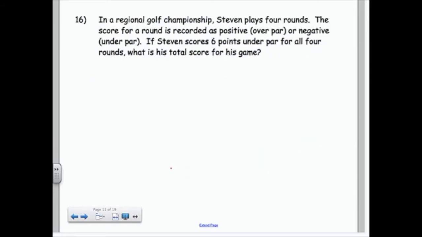In a regional golf championship, Stephen plays 4 rounds. The score for a round is recorded as positive, over par, or negative, under par. If Stephen scores 6 points under par for all 4 rounds, what is his total score for his game?